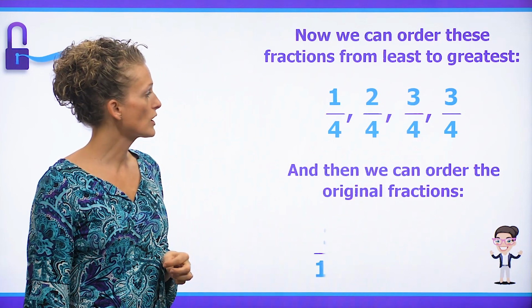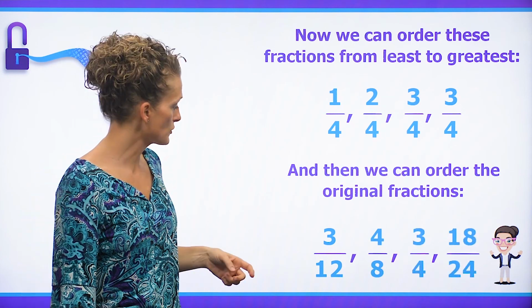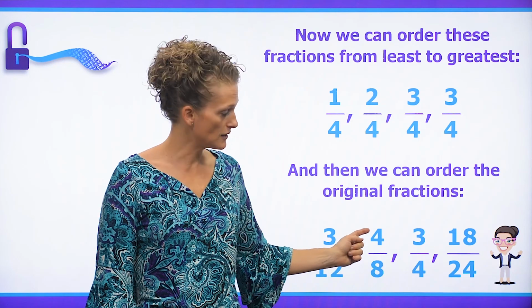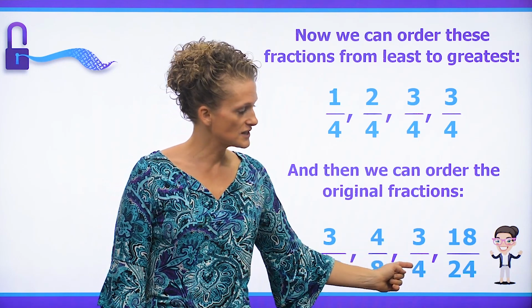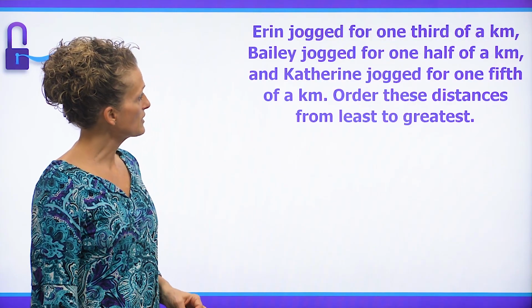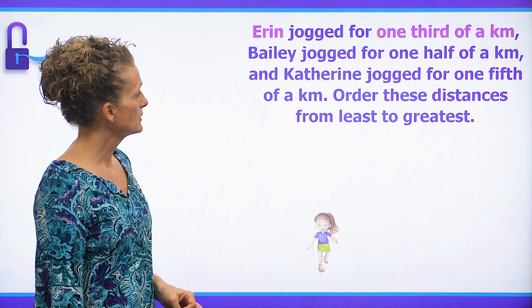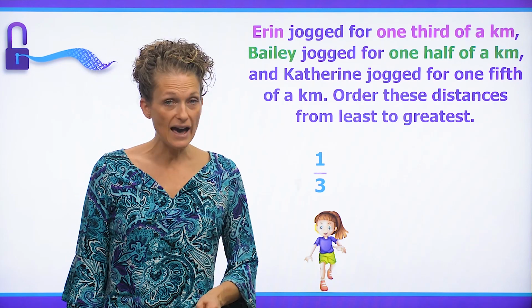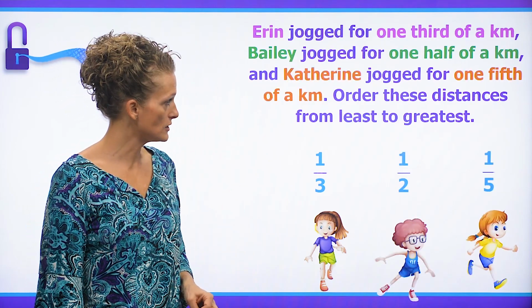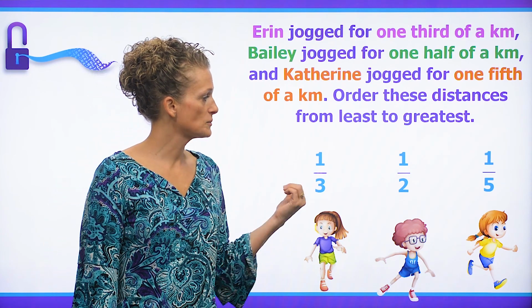Now, if we go back to our original fractions, we can order them as well. So 3/12 is the smallest, then 4/8, then 3/4, and then 18/24. Now, Aaron jogged for 1/3 of a kilometer, Bailey jogged for 1/2 of a kilometer, and Catherine jogged for 1/5 of a kilometer. Order these distances from the least to the greatest.